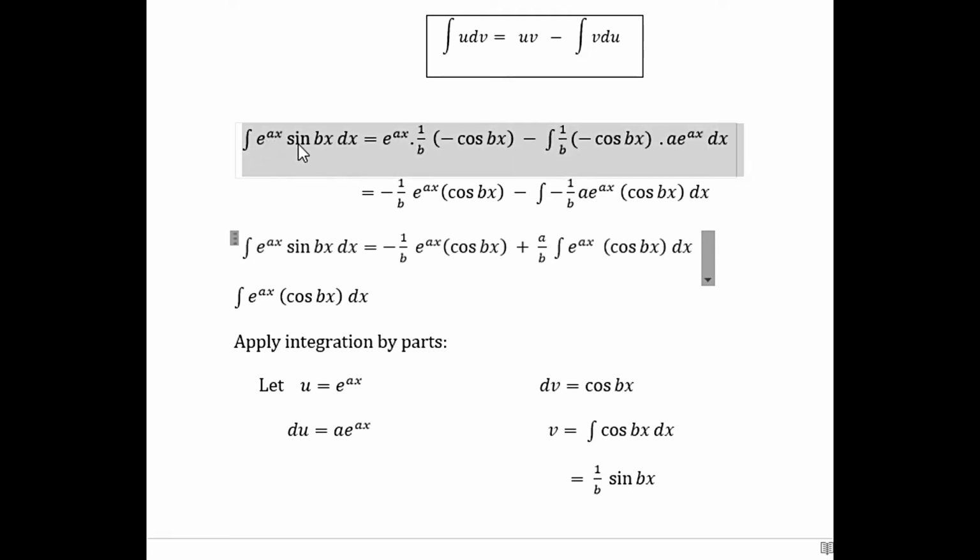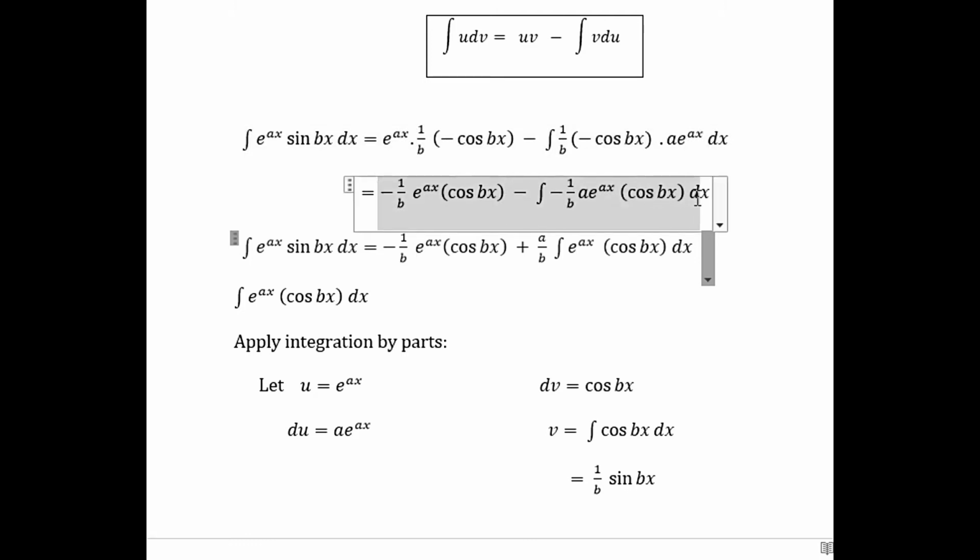Integrate e to the ax sin bx dx equals e to the ax times 1 over b negative cos bx minus integral 1 over b negative cos bx multiplied by a e to the ax dx, and this equals negative 1 over b e to the ax cos bx minus integral negative 1 over b a e to the ax cos bx dx.